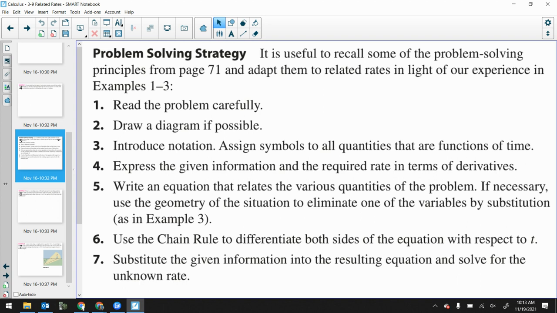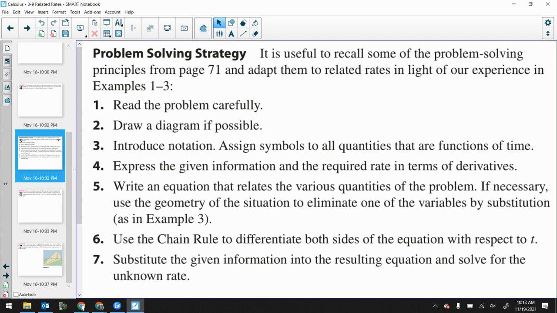Okay. So third thing, introduce notation. Figure out what you know, what you don't know. Introduce variables if you have to call things x or y or z. Assign symbols to all quantities that are functions, and 3 and 4 tie together. Express the given information and the required rate in terms of derivatives. Calculate your dV/dt, your dr/dt, your dh/dt, dx/dt, dy/dt, whatever it may be. Remember that everything is in terms of time.